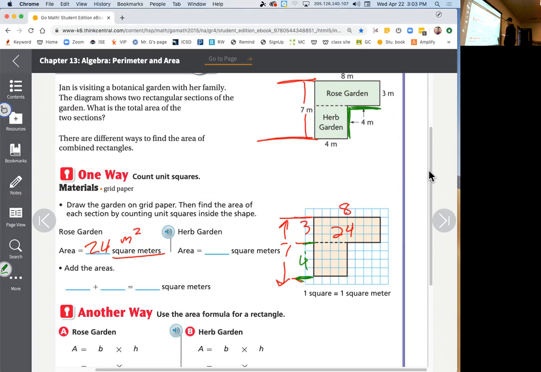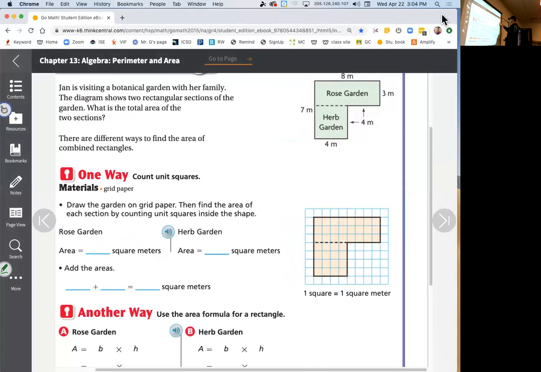All right. So the area of the herb garden is 4 times 4, which is 16 square meters, so meters squared either way. All right, then you just take 24 plus 16, and that gives you 40 square meters. So the area of those two, the inside, is 40 square meters.